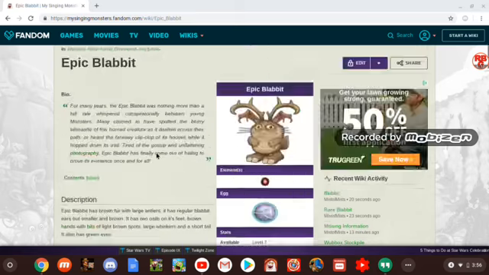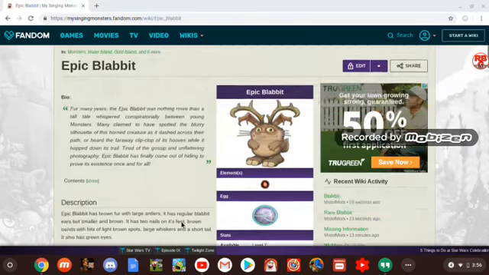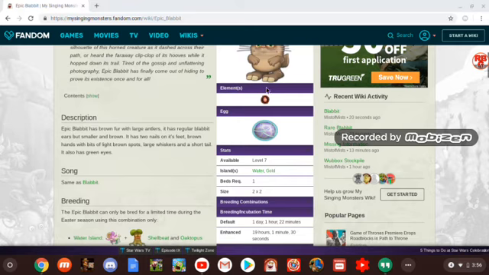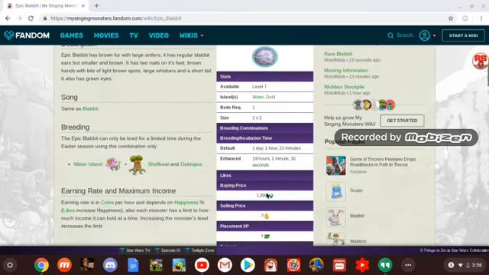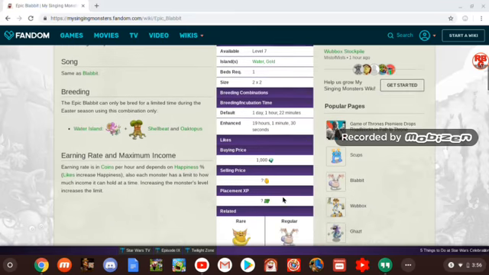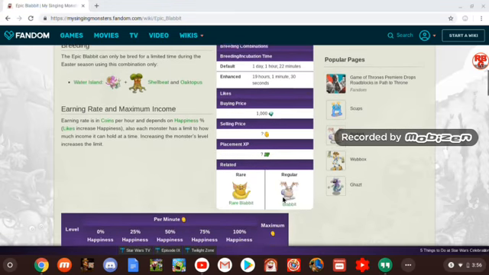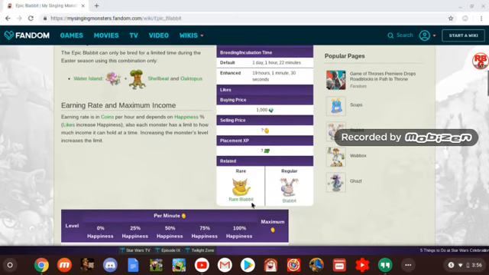So, I found it on My Singing Monsters Wiki. So it's like the Easter element. There's the egg. It's available on the Water and Gold Island. Available at level 7. It requires one bed. Wow. Size 2 times 2. Wow! That's a lot of money. Selling price unknown. Placement unknown. Related: Blabbit and rare Blabbit.